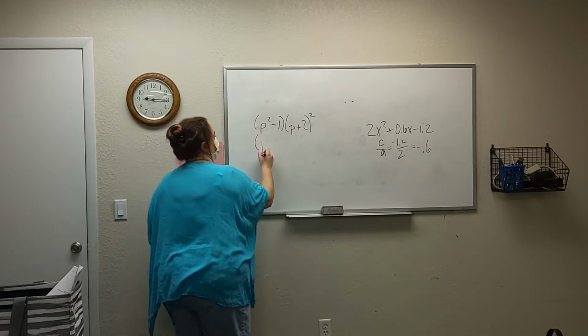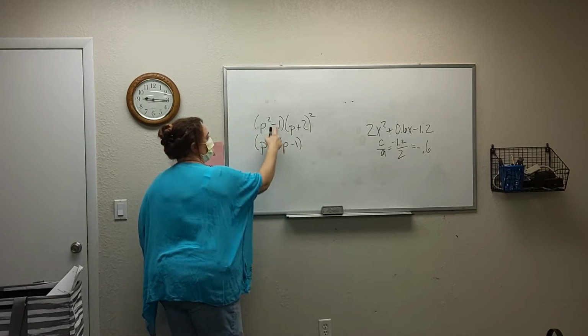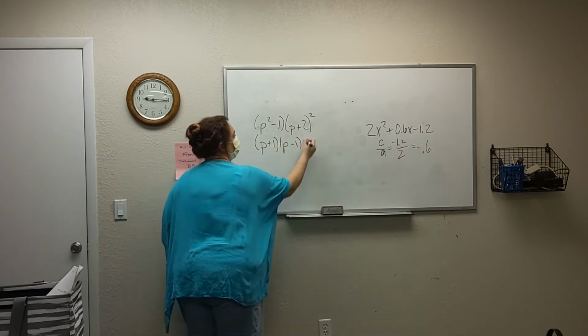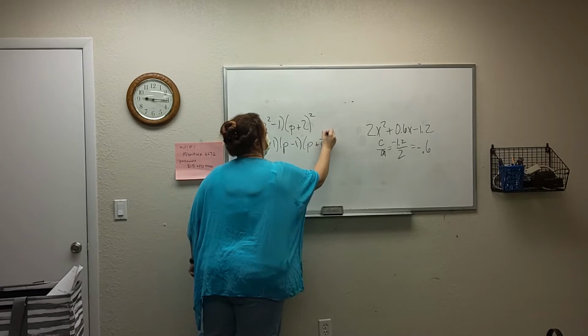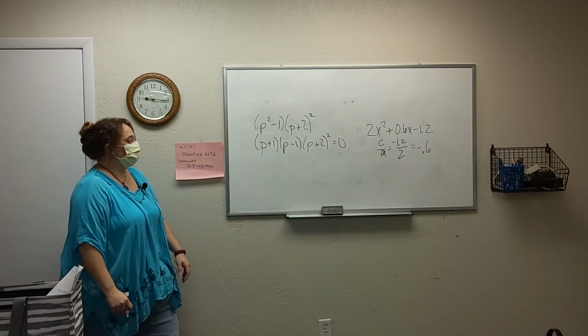Right, it's the difference of squares. We covered that last week. So p plus 1 times p minus 1. Square root of p, square root of 1. 1's plus, 1's minus. And then p plus 2 quantity squared. All right. Set that equal to 0 to find your roots.